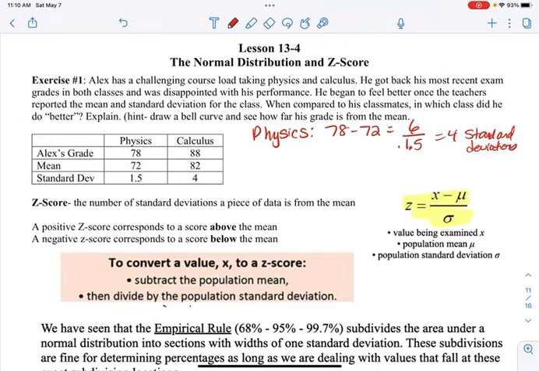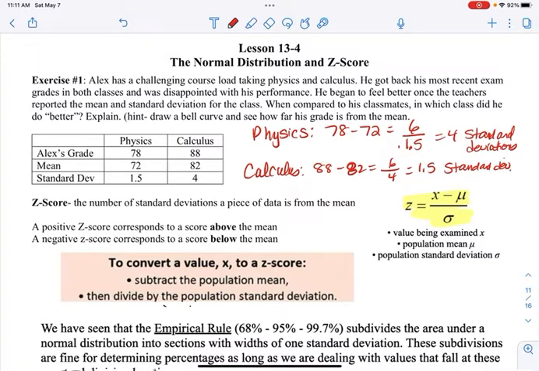Okay, but now let's look at calculus. Calculus, he got an 88, which was a higher score than physics, all right? The mean grade for calculus was an 82, so 88 minus 82 is 6. Now, the standard deviation in calculus was 4, so 6 divided by 4 is 1.5. So he was only 1.5 standard deviations away.